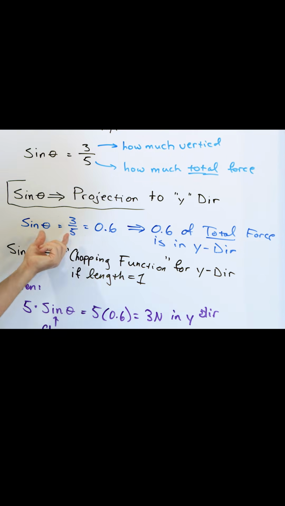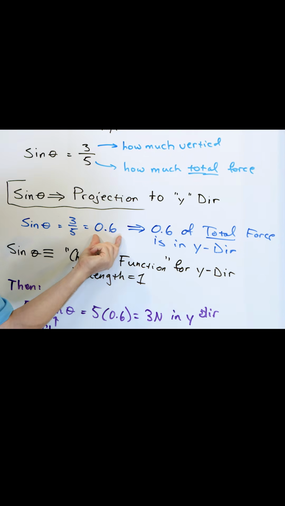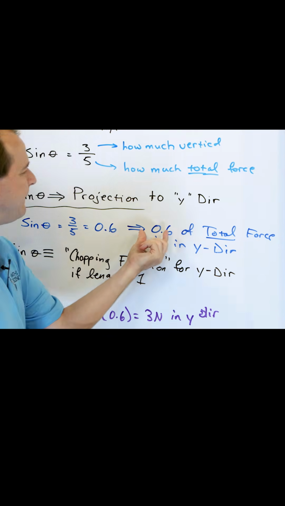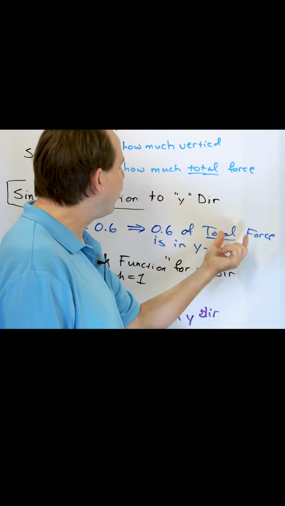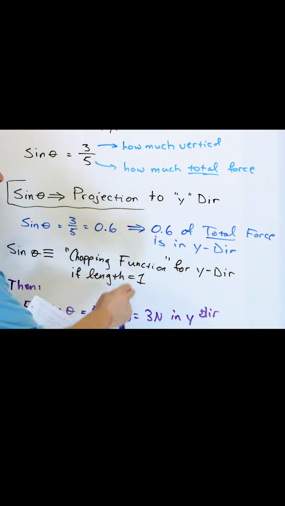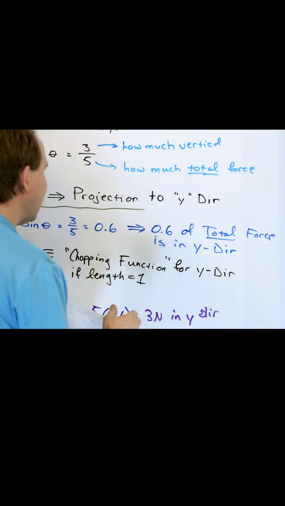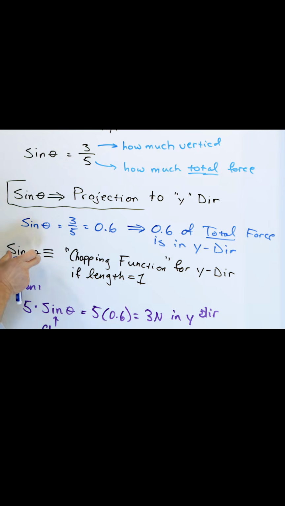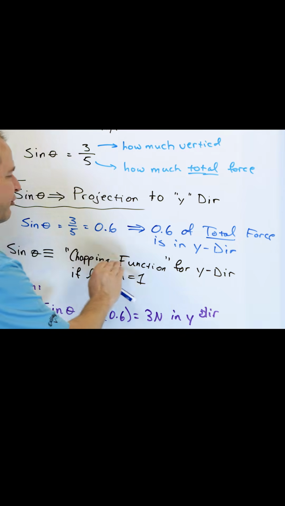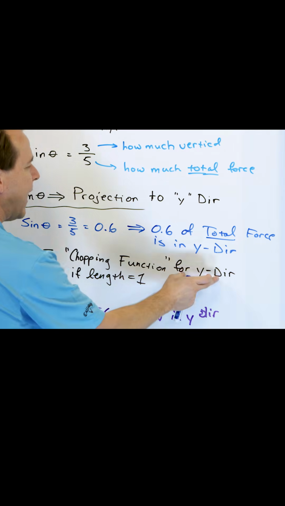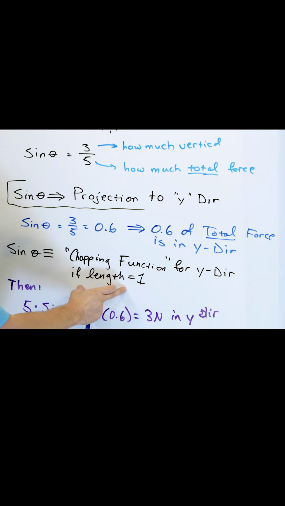So if we look at the sine, in our case we got 3/5, which comes out to a decimal of 0.6. That means that 0.6 of the total force is in the y direction as a fraction. Another way of saying that is the sine, 0.6, is called the chopping function or the chopping factor in the y direction, assuming the length is 1. So if your length really isn't 1, just take that ratio and multiply by how long your hypotenuse really is, and you will get how much of it is in the y direction.